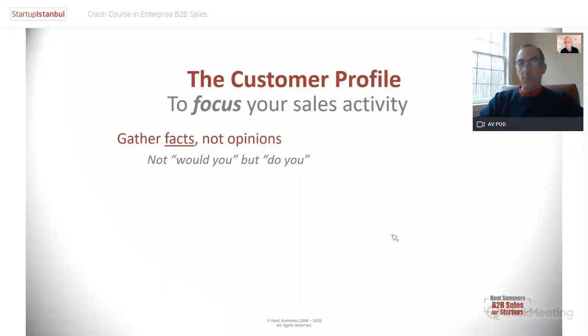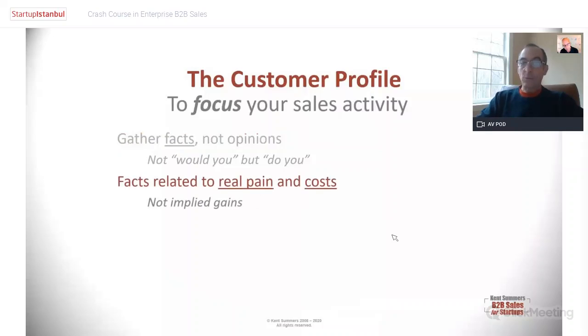First, when defining your company profile and your buyer profile, gather facts, not opinions. Don't ask people, would they do something if you did this or whatever. Gather facts. Do you do something? Does this happen? Don't gather opinions. Lots of people have opinions, and opinions don't write checks. Facts write checks. So when you're defining your customer profile and refining it, seek facts, not opinions.